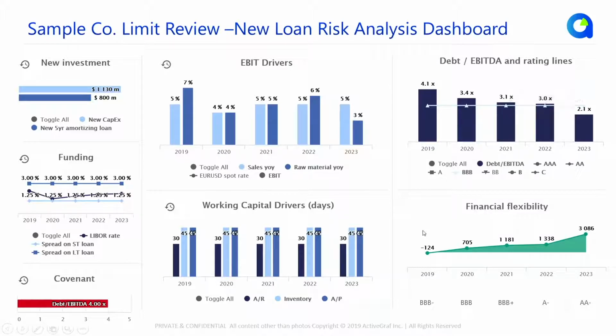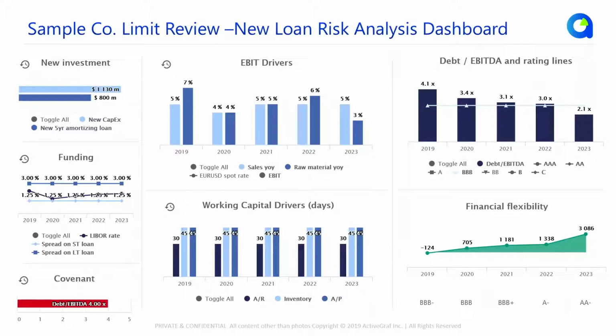And then ultimately the output is, well, what rating do we assign this? The ratings migration over a 5-year forecast period is from just barely investment grade, BBB minus, to AA minus. And also we have a buffer here for the financial flexibility within the set covenant. So again, quite typical. The big difference here is that these charts are ActiveGrafs.